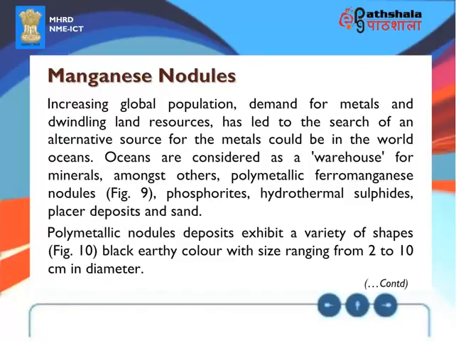Manganese nodules. Increasing global population, demand for metals, and dwindling land resources have led to the search for an alternative source for the metals, which could be in the world oceans. Oceans are considered a warehouse for minerals, amongst others polymetallic ferromanganese nodules, figure 9, phosphorites, hydrothermal sulfides, placer deposits, and sand. Polymetallic nodule deposits exhibit a variety of shapes, figure 10, black earthy color, with size ranging from 2 to 10 cm in diameter.